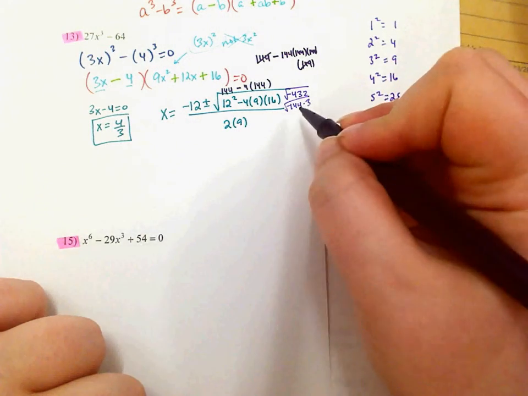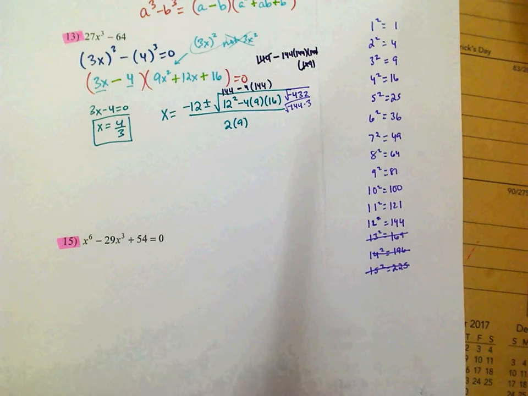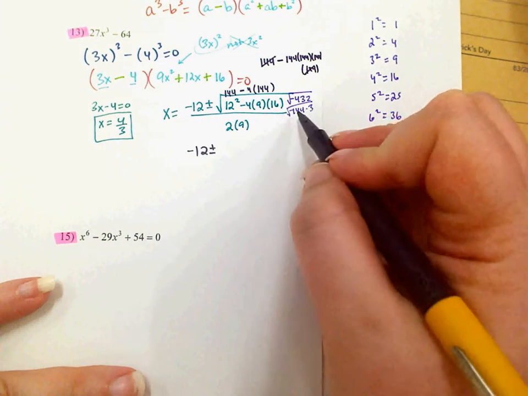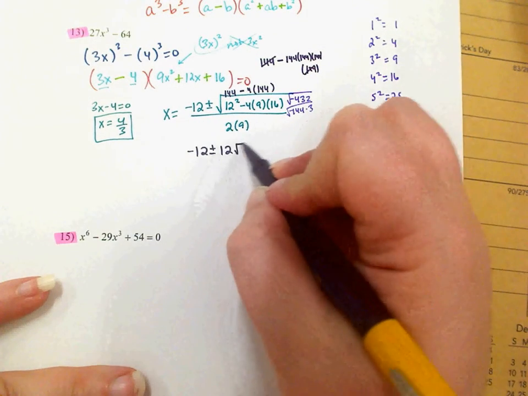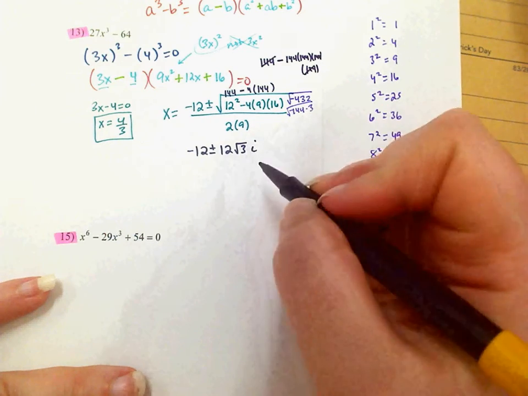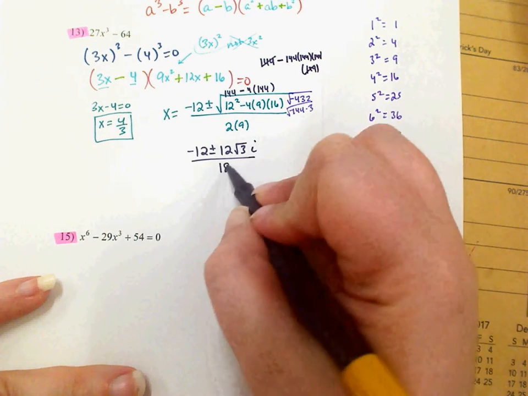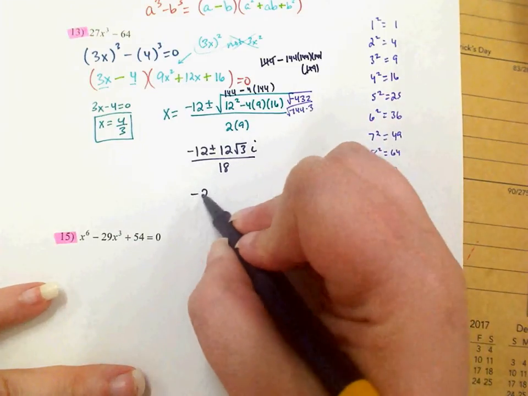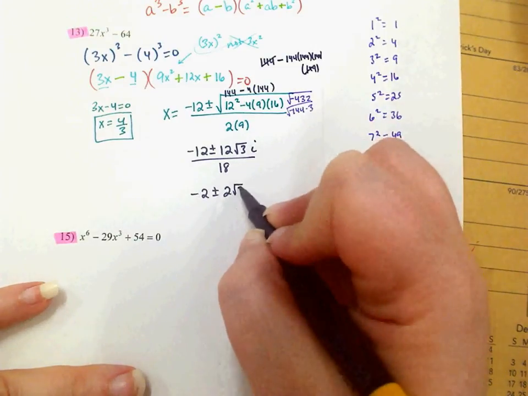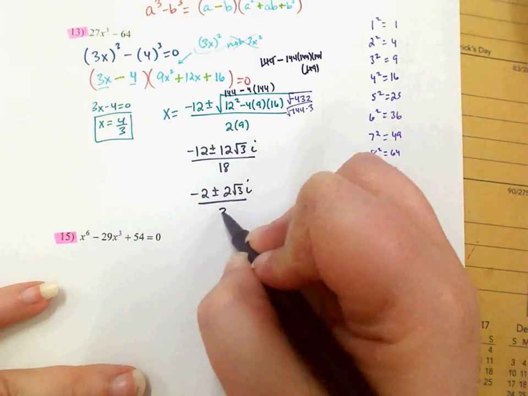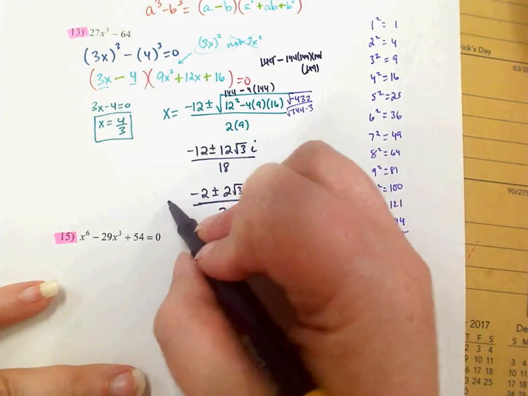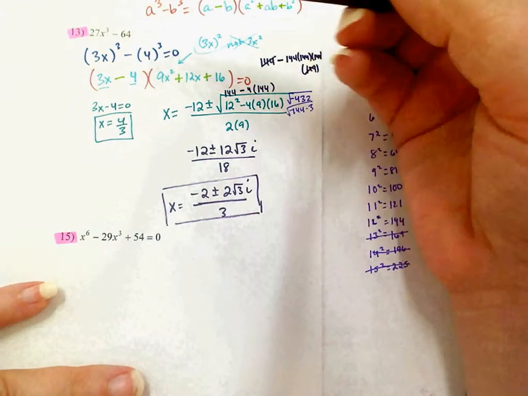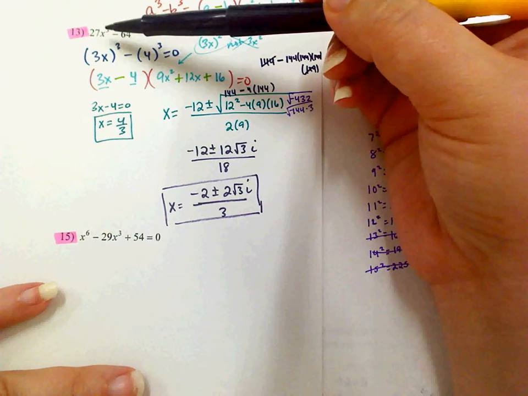Okay, so I get negative 12 plus and minus the square root of negative 144 is 12i, so 12 square roots of 3i, and the 3 stays inside, all divided by 18, and then 12, 12, and 18 all divide by 6, so I've got negative 2 plus and minus 2 square roots of 3i all over 3. And those are all of my answers. I've got 3 answers, power of 3, so 1 and then 2, 3.